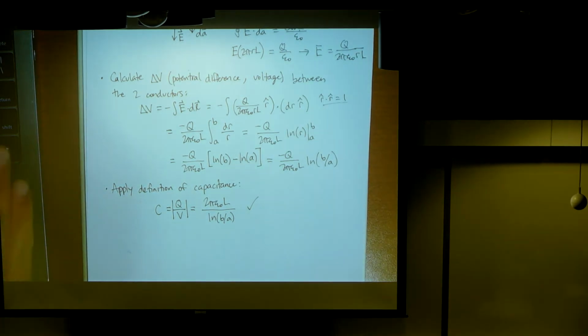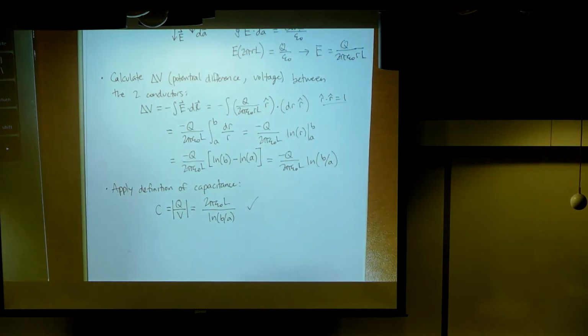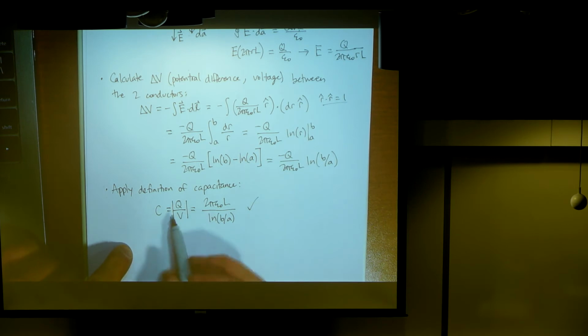Anything else? All right. Wait, what happened to the negative sign? Okay. In the definition of capacitance, these are absolute values. Yeah.